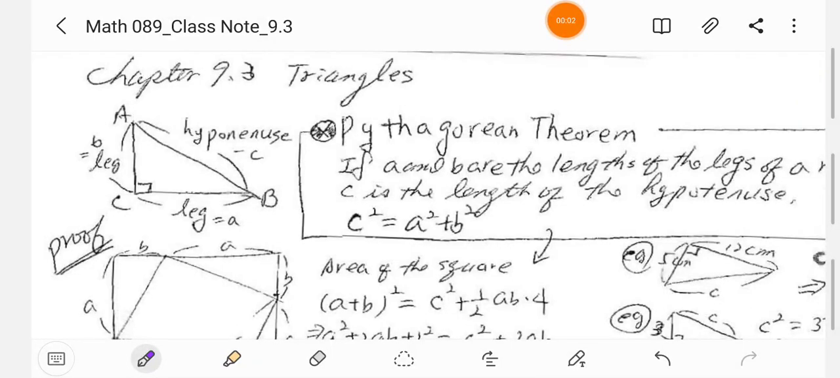Chapter 9.3 triangles. First of all, here is a right triangle. A right triangle means one angle is 90 degrees. The two sides on this 90 degrees are called the legs. So there are two legs, let's say A and B, and the longest side is the hypotenuse. So there are three sides. This is the right triangle.